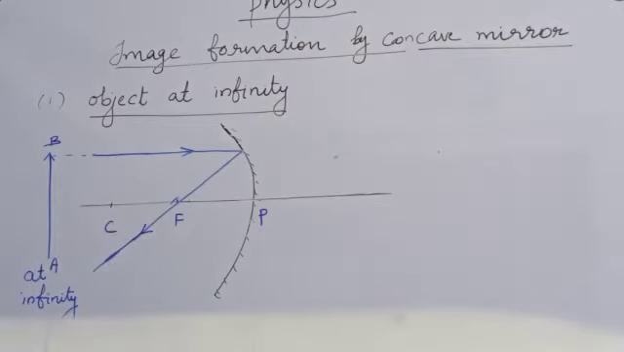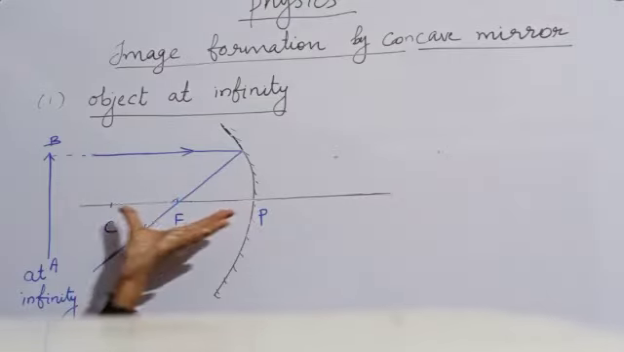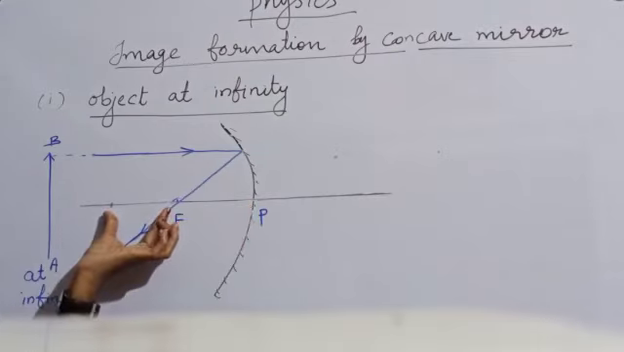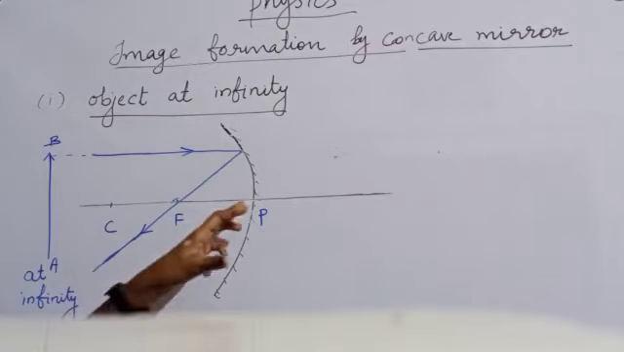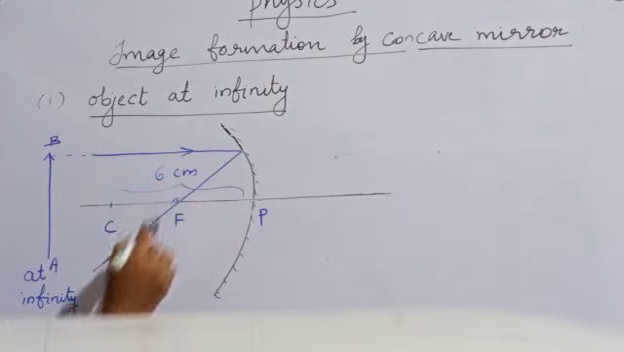The position of the object is at infinity. So here AB is the object, placed at infinity, and the concave mirror has the pole, focus and center of curvature. These points are marked here, and we have to consider these points at equal distances. That means P to F and F to C must be equal. So when you are drawing, you can take P to C as 6 centimeter. Then you will get the correct midpoint at F.